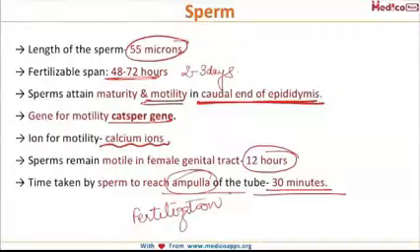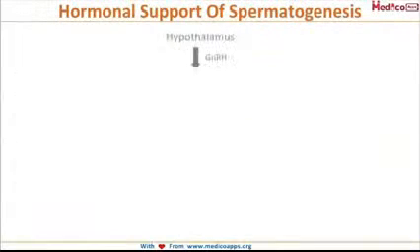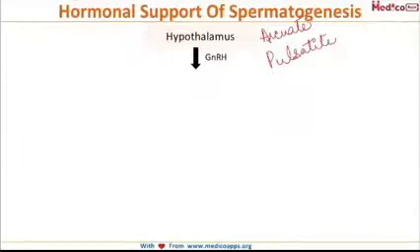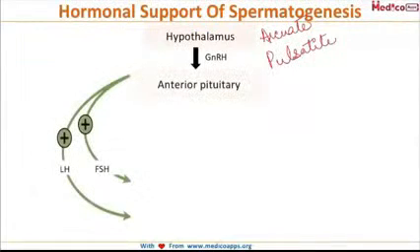Now we'll discuss the hormones supporting spermatogenesis. As in our body, the trigger for all hormonal mechanisms starts from the hypothalamus, and it's the same here also. The hypothalamus is triggered and it leads to the release of GnRH, the gonadotropin releasing hormone, from the arcuate nucleus of the hypothalamus in a pulsatile fashion. GnRH acts on the anterior pituitary and leads to the release of the gonadotropins FSH and LH.